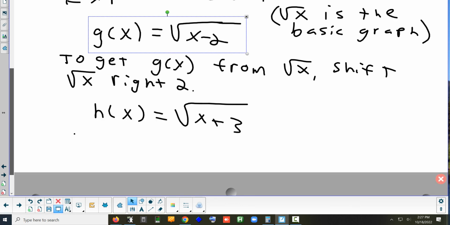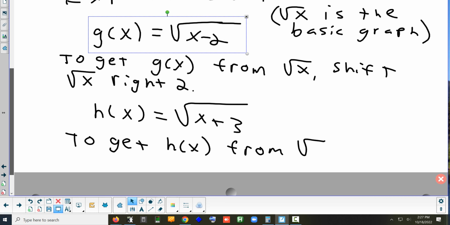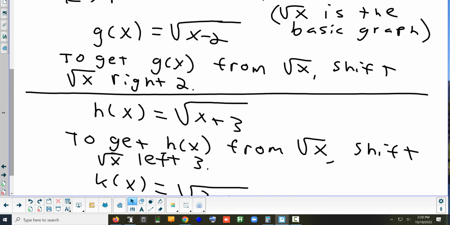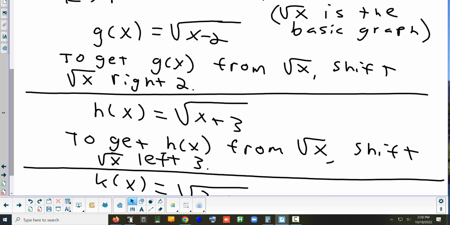How about that one? To get h of x from the original, what would you do? Yeah, move it left 3. The plus 3 is going to shift it left 3. So shift square root of x left 3. So that was the second one.